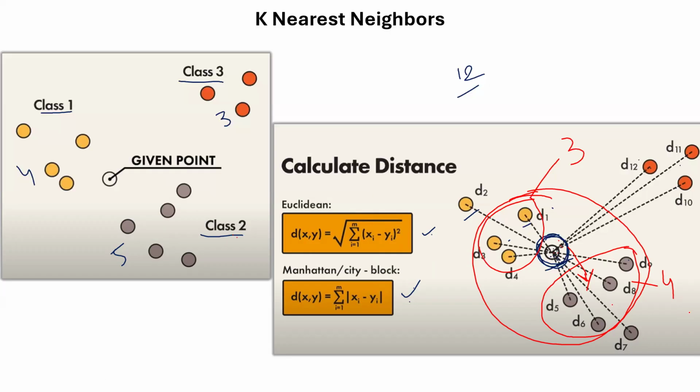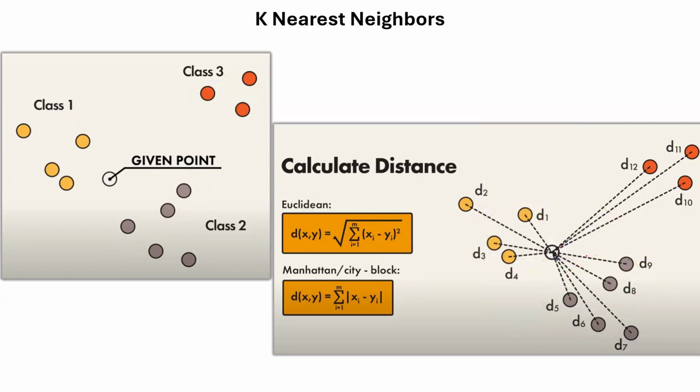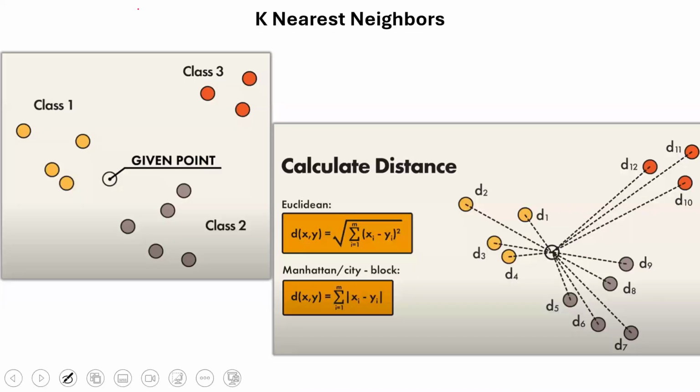Okay. So in the other case, let's suppose you are going to take k equal to 3. Now if you take k equal to 3, we restrict the points to 3. And now here the yellow points have count 2 and the gray is 1. So now we have to assign that given point to the yellow class, which is class 1.